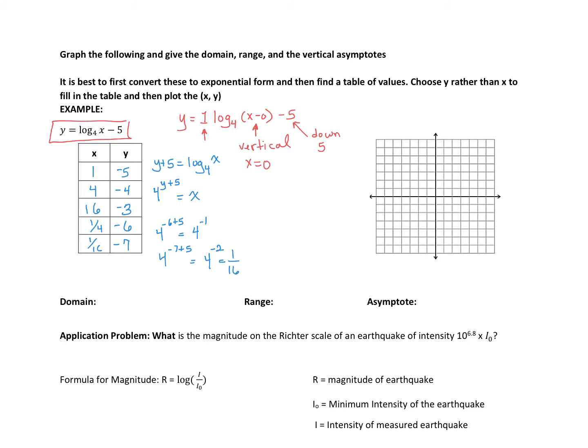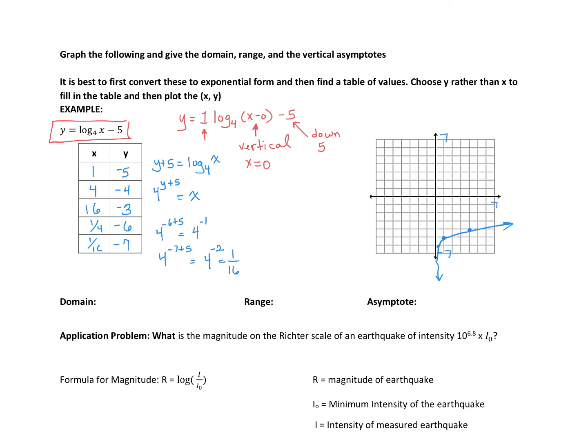So if I plot these on this scale over here, and this is a 7, the scale on this would be 1, 2, 3, and that goes up to 7. So I'm going to plot 1, negative 5, 4, negative 4. Of course, I can't do 16, negative 3, but I can do 1/4, negative 6, and 1/16, and we'll notice we get this curve here.